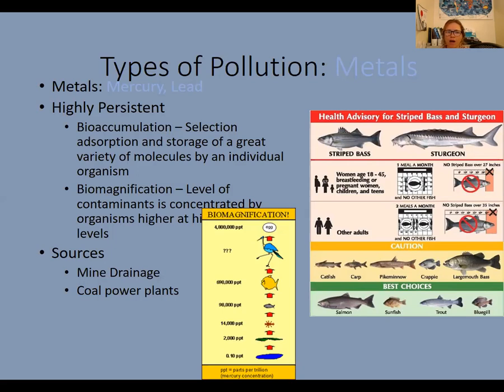And we see two different phenomena, bioaccumulation and biomagnification, that occur with these types of metals. These ideas are somewhat related, but bioaccumulation is the idea that there's the selection, absorption, and storage of a great variety of molecules by an individual organism. So basically, to translate that, within an organism's lifetime, the longer that organism lives and eats other things in its environment that might have mercury or lead in them, it's going to store those contaminants in its body. The longer it lives, the more contaminant it might have. So it accumulates these contaminants that it can't really process or get rid of throughout its lifetime.